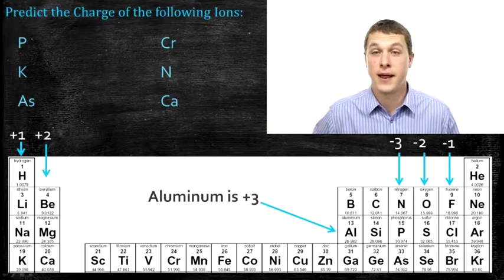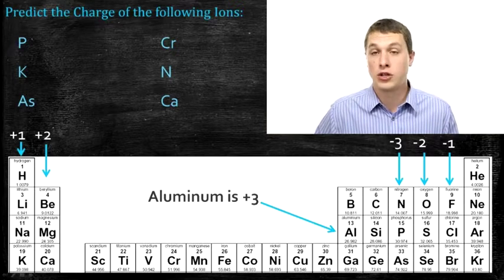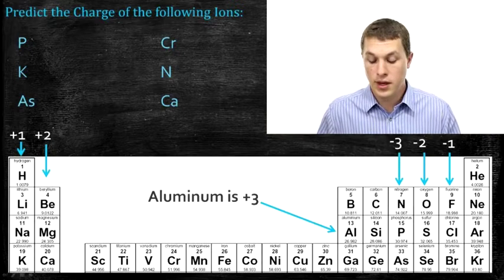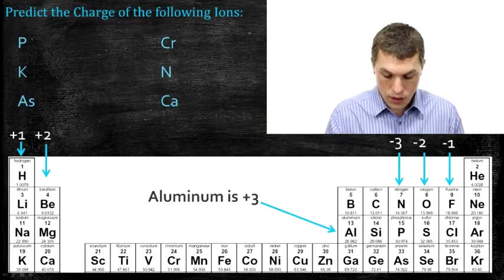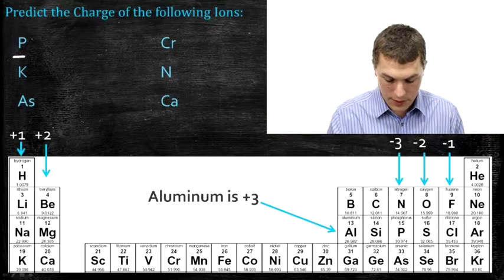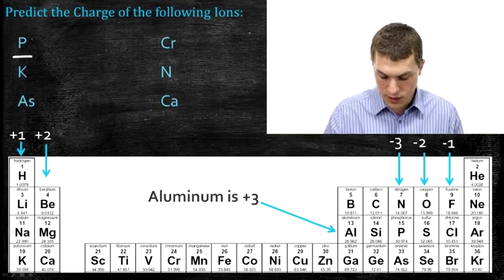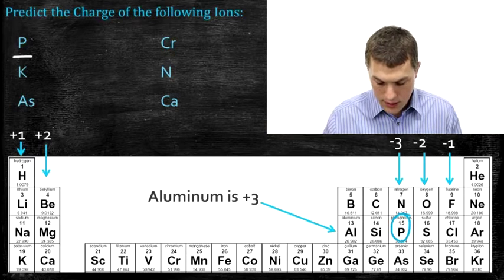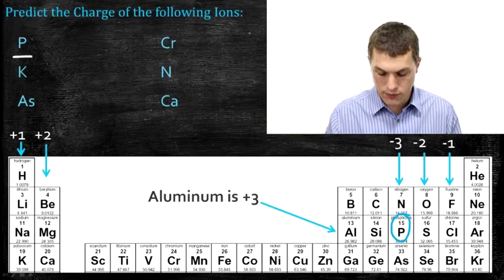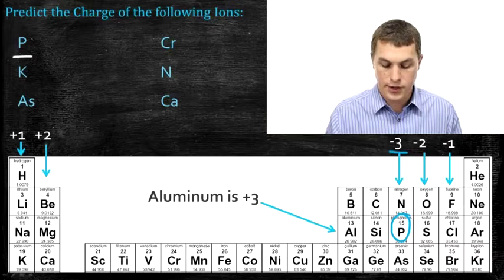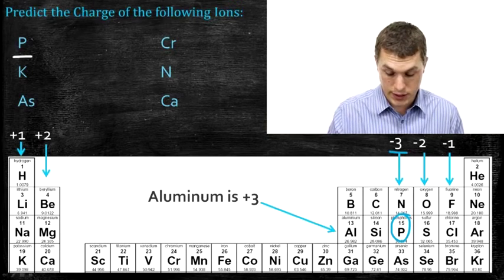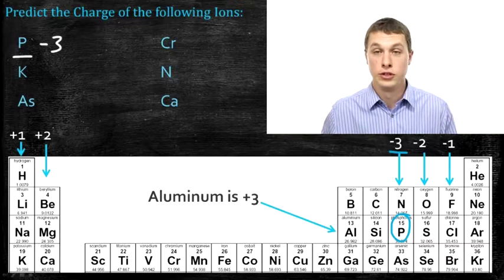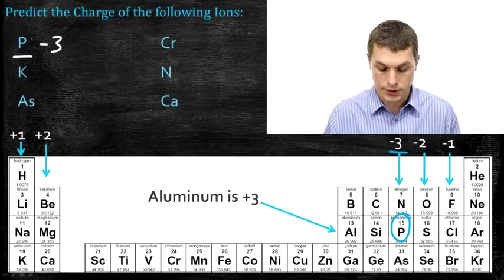So here we have 6 different elements, and we want to know what charge will they tend to take on. And all we really need to do here is find it on the periodic table and see what column it's in. So for phosphorus here, P, let's go find phosphorus. Well, phosphorus turns out to be way over here in this column, which has a charge of negative 3. So phosphorus tends to have a charge of negative 3. So predicting that charge, we just say, okay, this is going to tend to be negative 3. That means it's going to tend to gain 3 electrons.